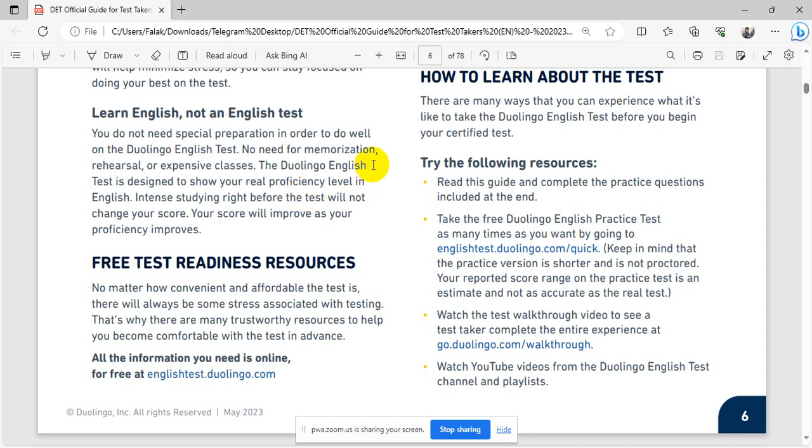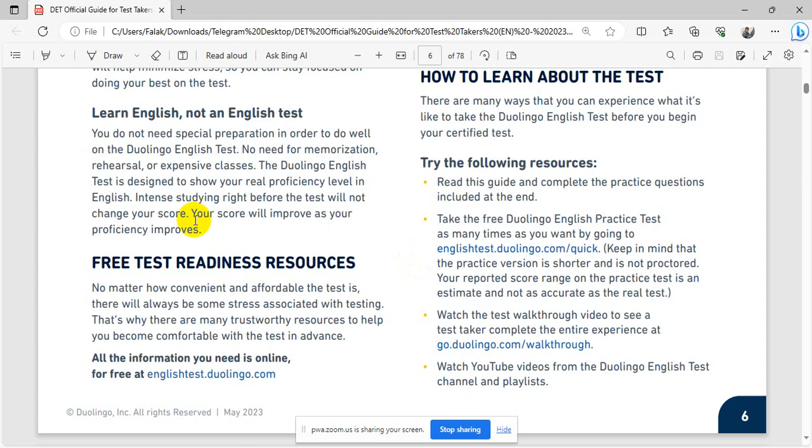And if you want to, for example, have a good score, please try to develop your English. Try to learn more English, not preparing just for a particular test. You do not need special preparation in order to do well on the Duolingo English test. No need for memorization, rehearsal, or expensive classes. The Duolingo English test is designed to show your real proficiency level in English. Intense studying right before the test will not change your score, and your score will improve as your proficiency improves.